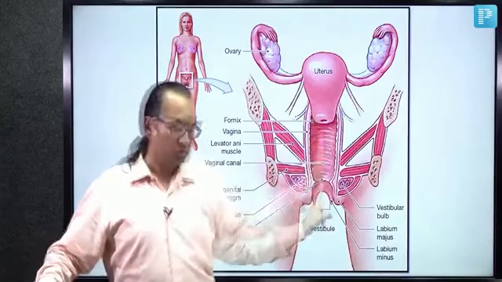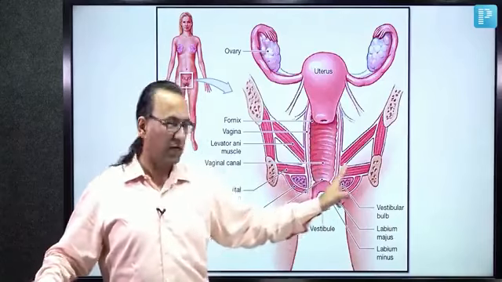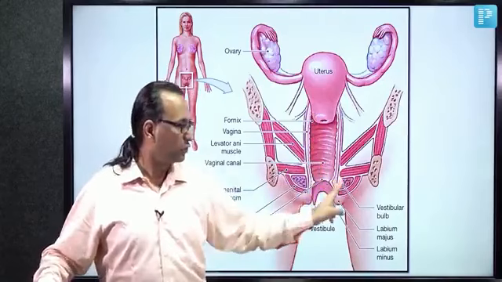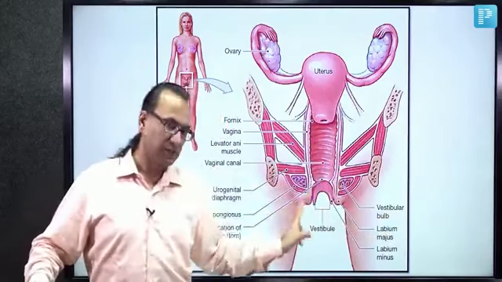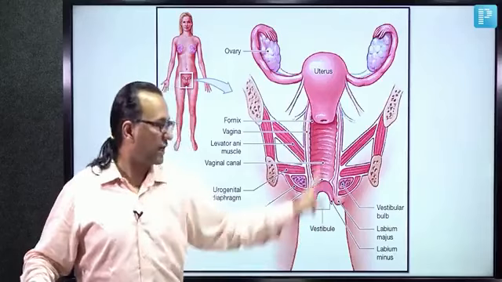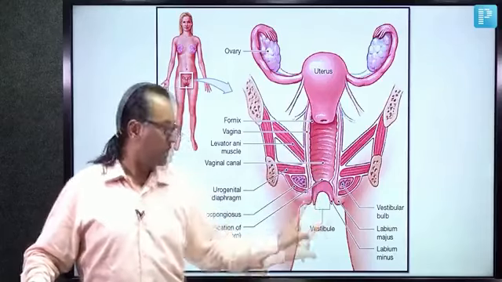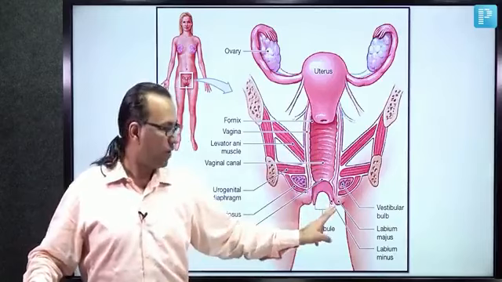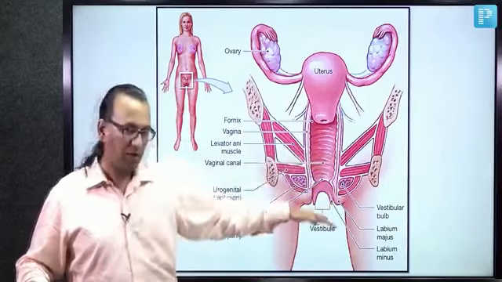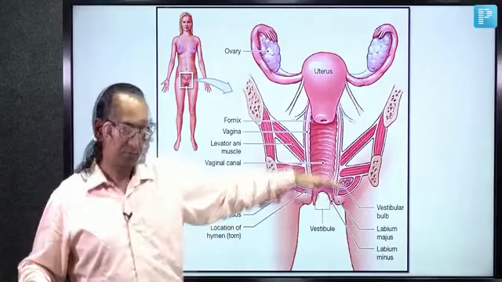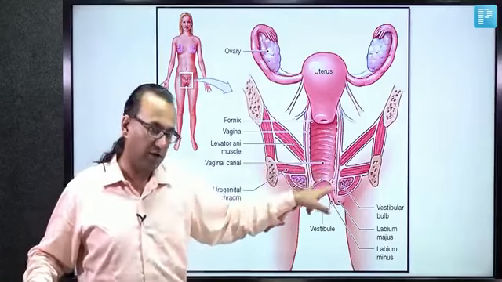The vagina passes through the pelvis region, the deep perineal pouch, and also the superficial perineal pouch to open into the vestibule. The vestibule is a space where you have the opening of the vagina and the urethra. The vagina opens in the vestibule bounded by the two labia minora, and below the membrane called the hymen, which is partially covering the vaginal introitus.